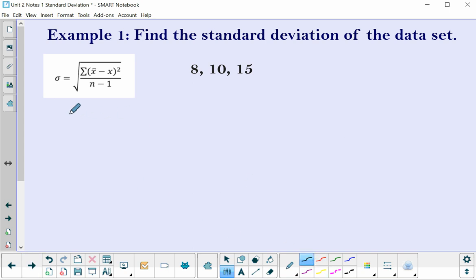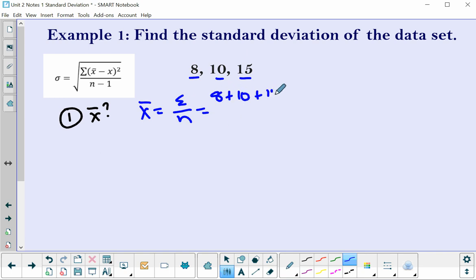Step number 1 was find my x bar. Oops, I wanted to put a bar there, not a question mark. So what's my mean? If you think back to finding the mean, this is just the same plain old arithmetic mean that we've been finding for years and years. The two things that you need are the sum of the data and n. In this case, you've got 8 plus 10 plus 15 divided by 3.